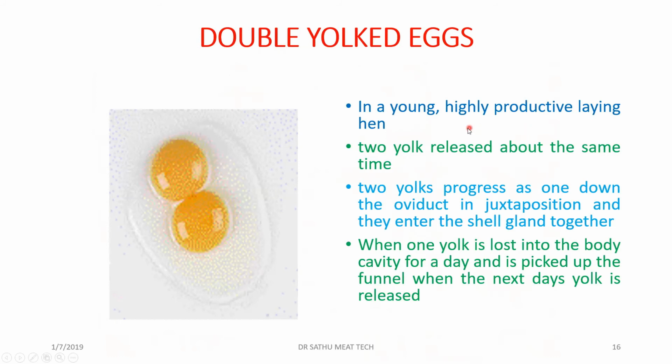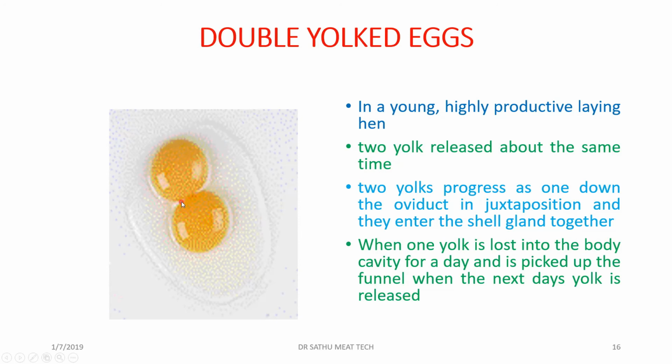Sometimes we can come across double yolk eggs. Why is it occurring? This is mainly seen in young, highly productive laying hens. It is because two yolks may be released simultaneously, and these two yolks will be moving through the oviduct in juxtaposition. It will be held together and moving, so the oviduct will assume it as a single yolk, and the secreting glands will secrete the things, and we get the double yolk eggs.